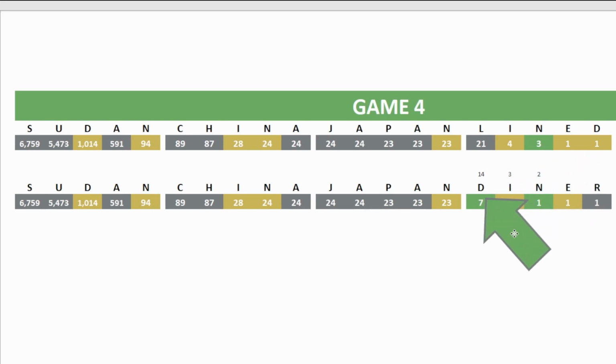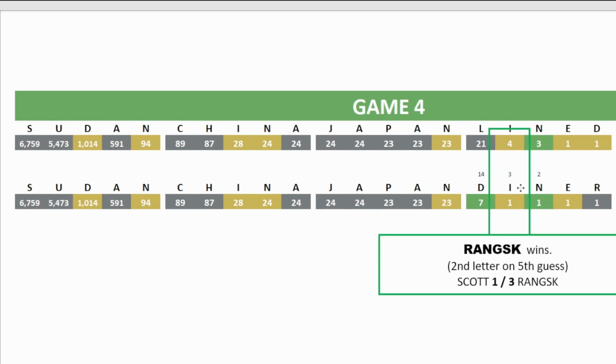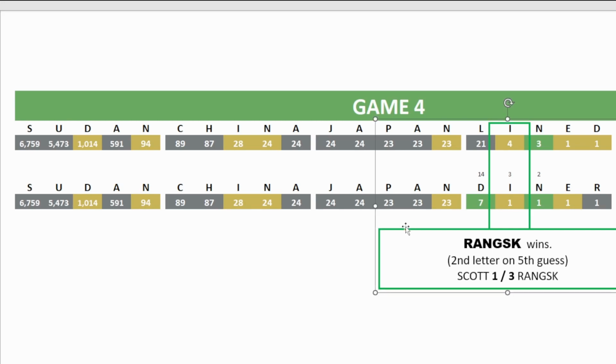Rangs, on the other hand, used diner for his fourth guess, and he finds D in the right location. So he goes from 23 words to just seven, and then the very next word with I, he finds the answer. And so with that, by the numbers, Rangs wins this round, but let's make this interesting.